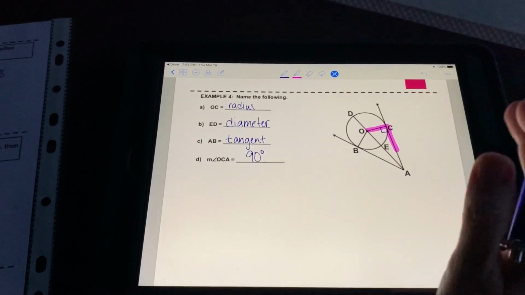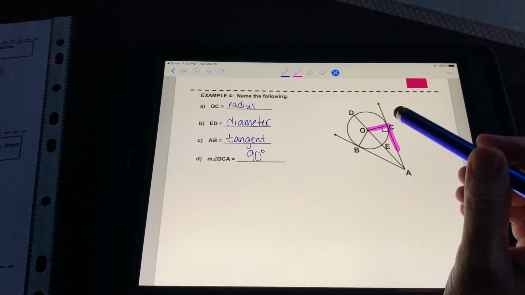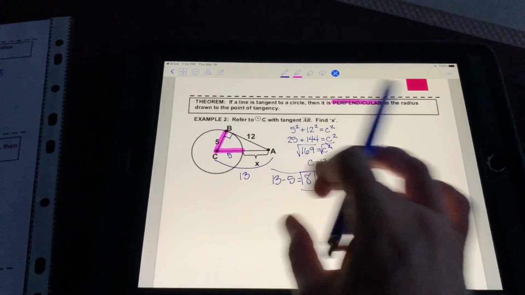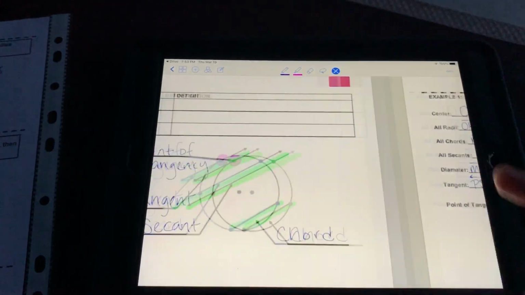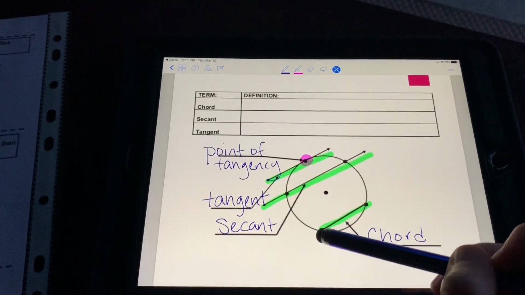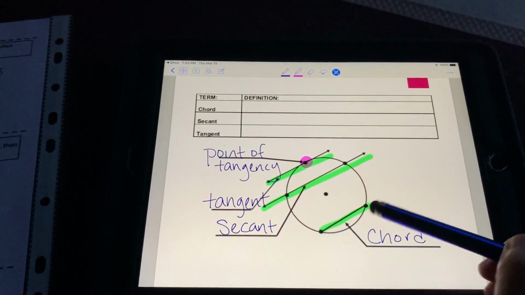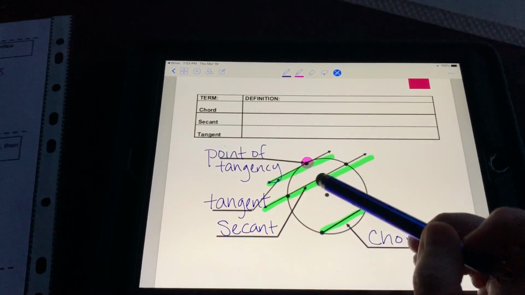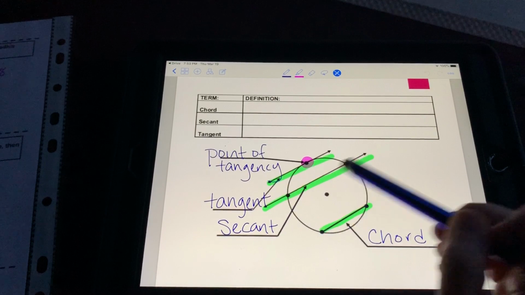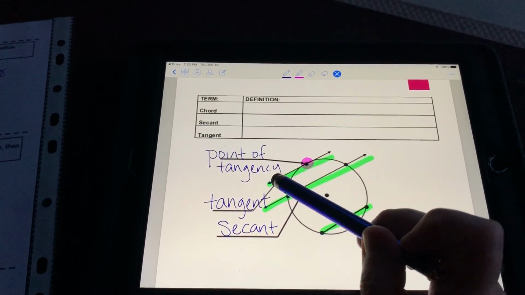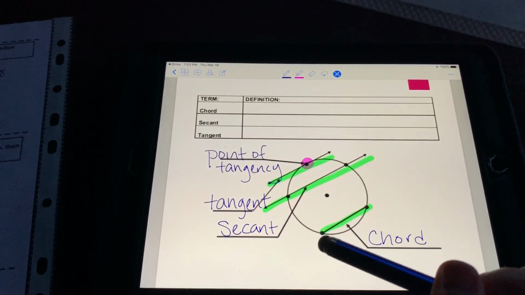Just to recap, couple of new things. We know that a chord, I'm going to go back to the very beginning for us. Remember, a chord hits the circle at 2 points but starts and stops. Secant hits 2 also but continues on, so a segment and a line, and then a tangent line always hits at 1 point.